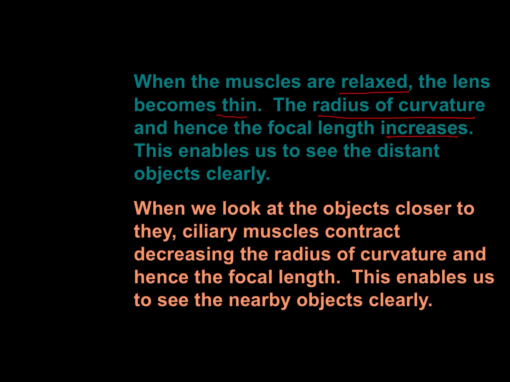When we look at objects closer to us, the ciliary muscles contract, decreasing the radius of curvature, and hence the focal length also decreases. This enables us to see nearby objects clearly. So students, by the power of accommodation, we can see distant objects as well as nearby objects clearly. So this allows us to see objects at different distances.